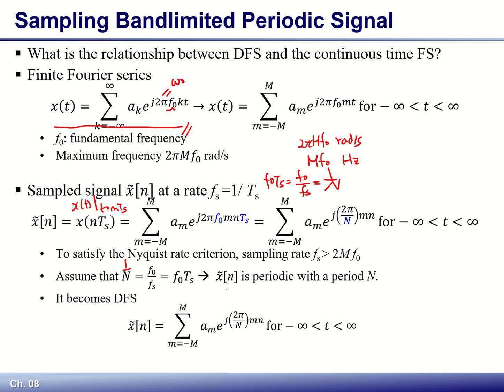Okay, so x tilde n is periodic with period N. So it becomes DFS. Let me summarize: continuous time Fourier series and DFS. We can use finite Fourier series and sampling in the time domain.